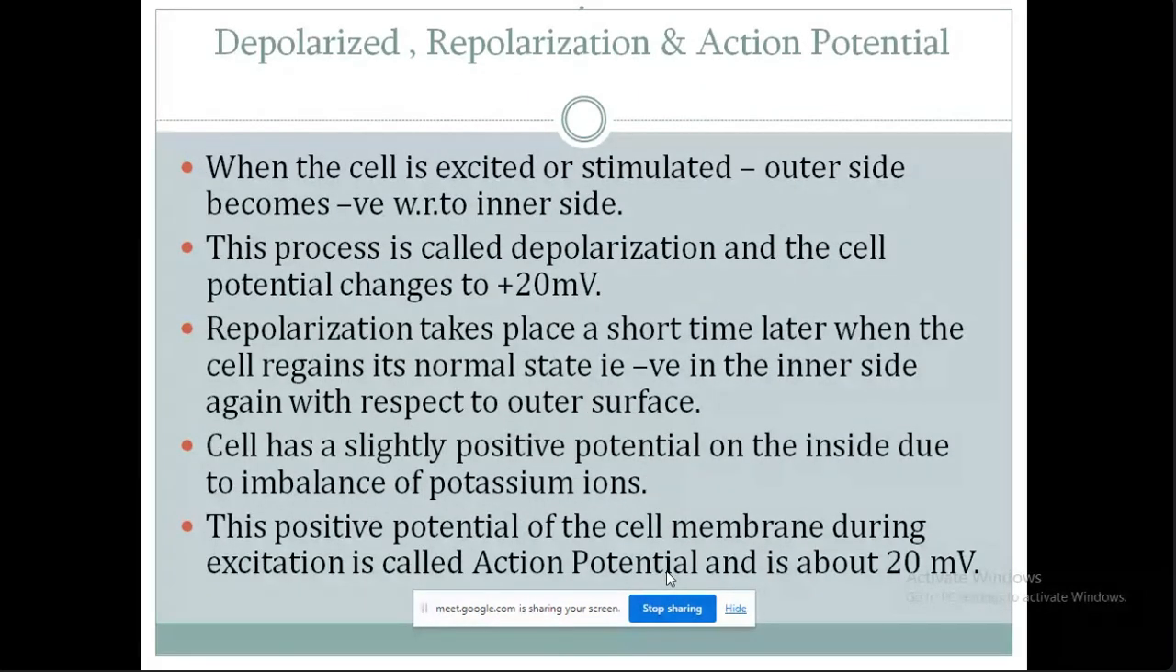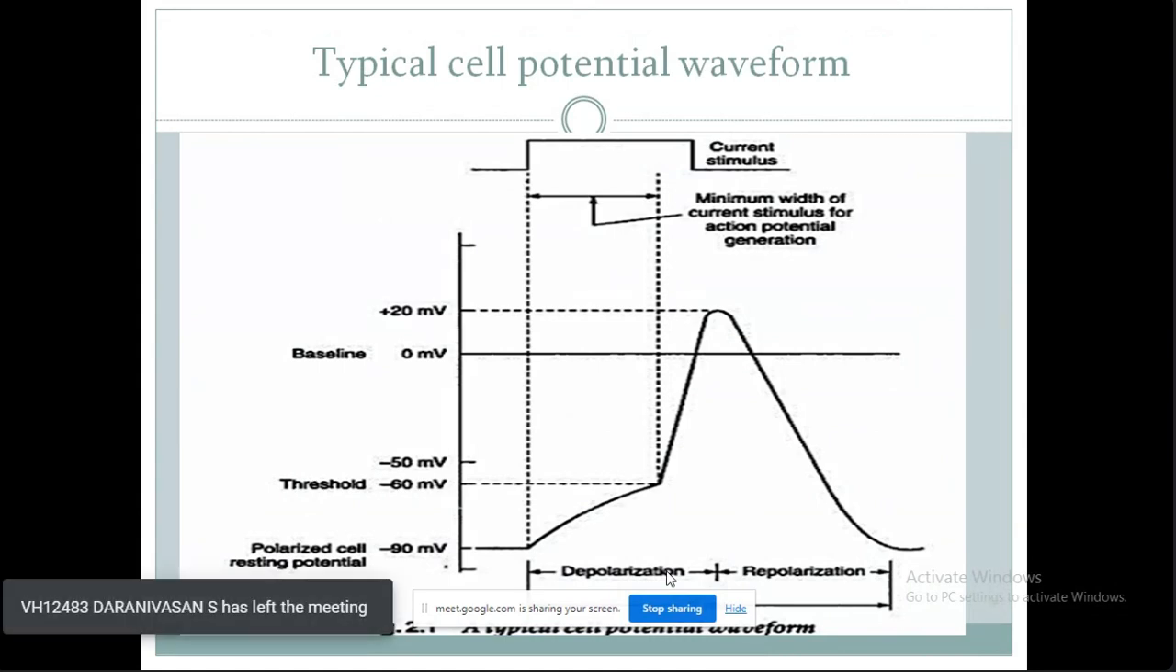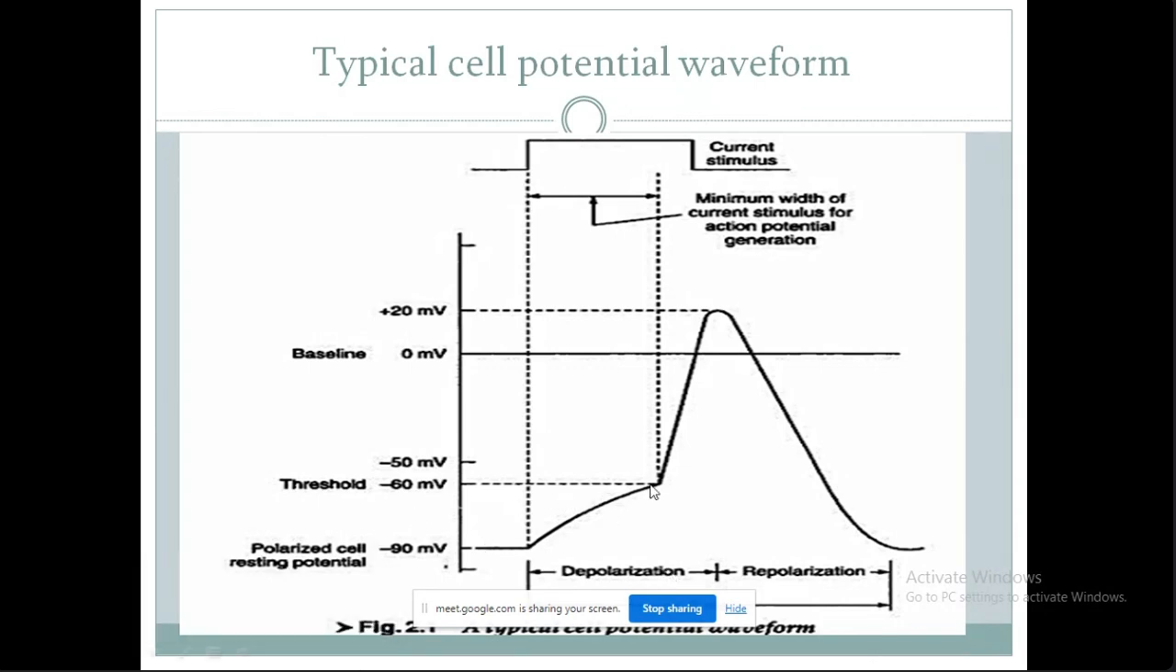Next, the typical cell potential waveform. Here we have the polarized cell, which is at the resting potential of minus 60 millivolts, rising to plus 20, which is called the duration. The minimum width of the current stimulus is needed for action potential generation. This period is called the stimulus period.